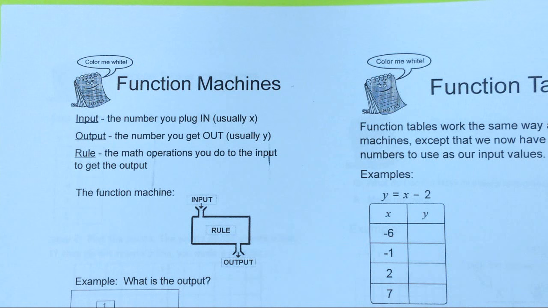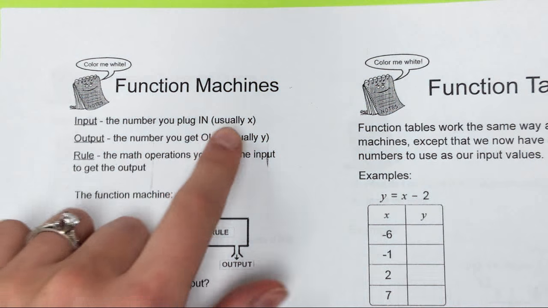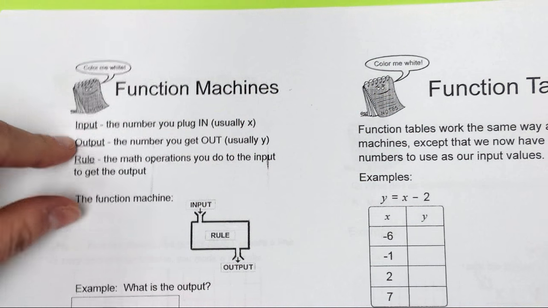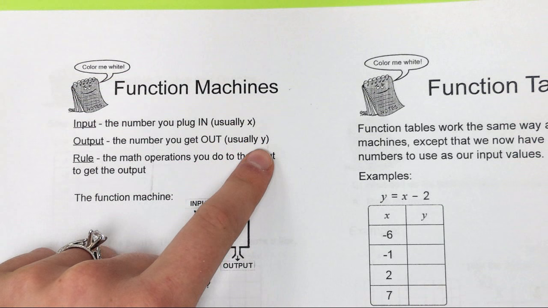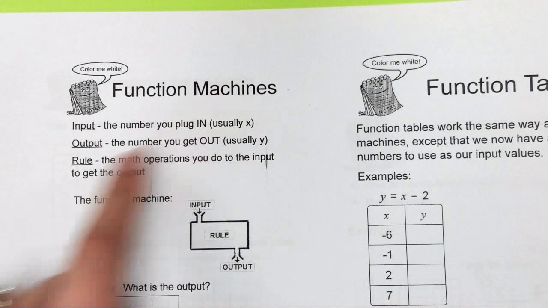In today's video, we're going to discuss function machines, inputs and outputs, and function tables. So a little bit of vocabulary. The input is the number you plug into a function, and this is usually represented by the letter X. The output is the number that you get out, and this is usually represented by the variable Y. The rule is the math operation or operations you do to the input to get the output.